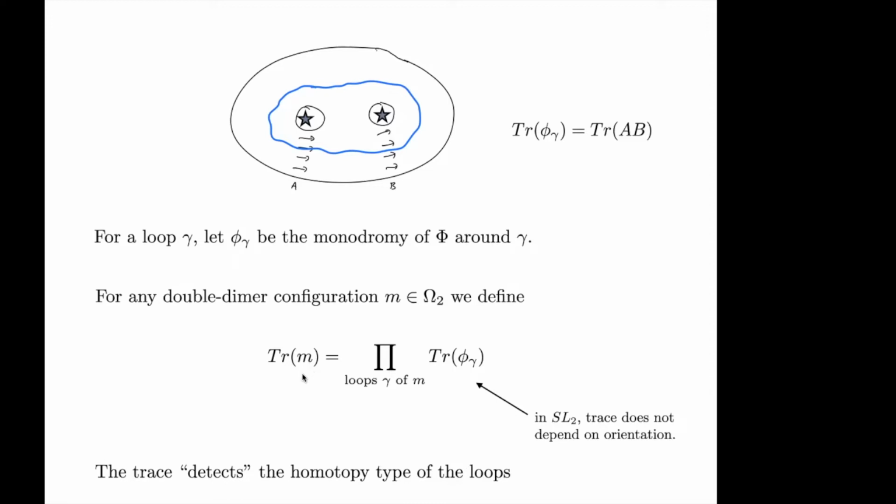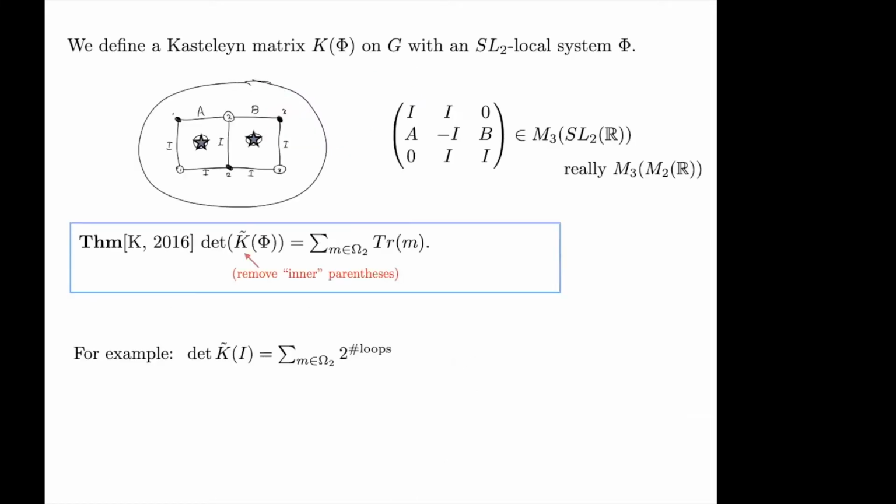Well, the point is that this trace function now can be used to detect the homotopy type of the loops in the configuration. And here's the theorem about SL2, which is a number of years old, I guess 8 years old or so. We can define a Kasteleyn matrix K in the presence of an SL2 local system.